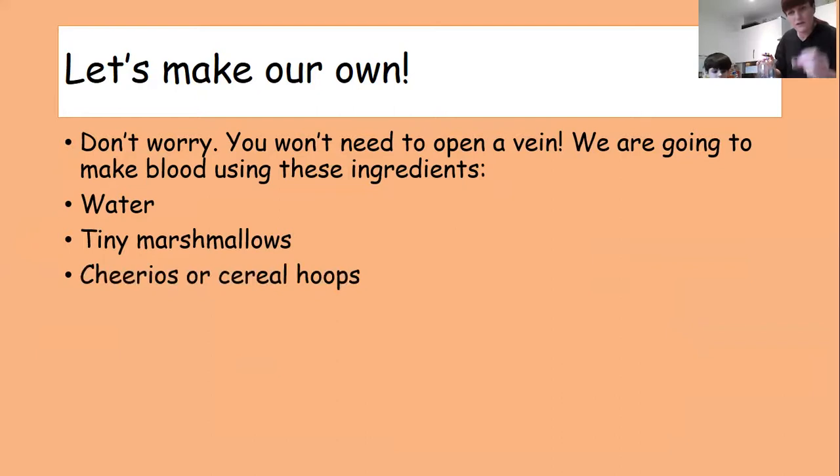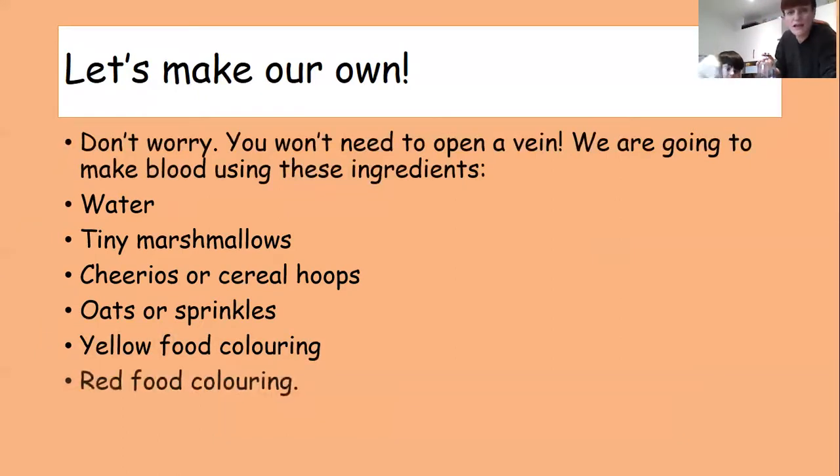Cheerios or cereal hoops, I've got those. And what else do we need? Oats or sprinkles, these. I've got some sprinkles. And then we need yellow food colouring, thank you Joshua, and red food colouring.